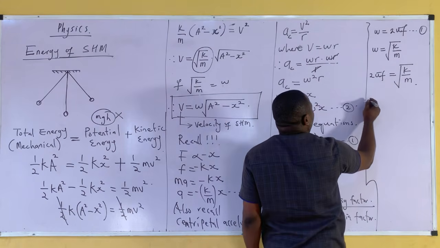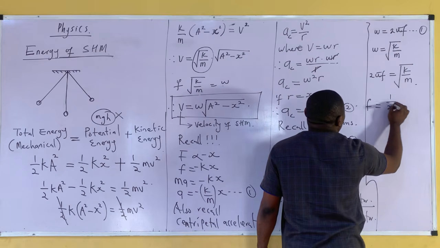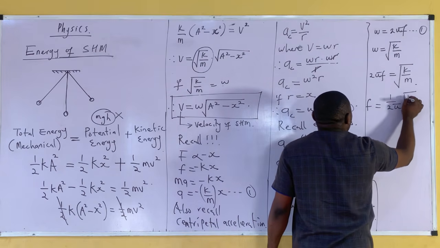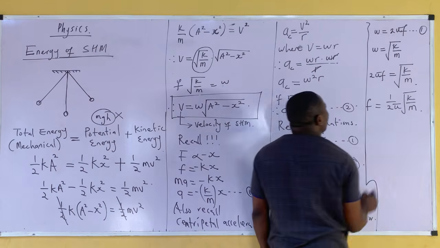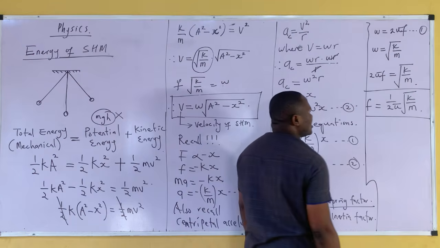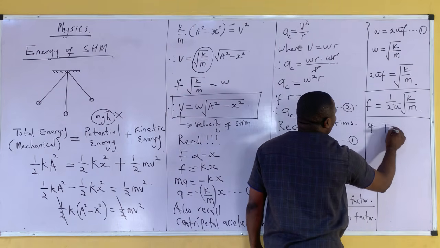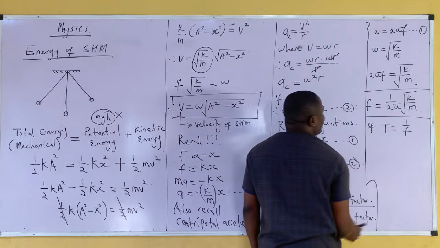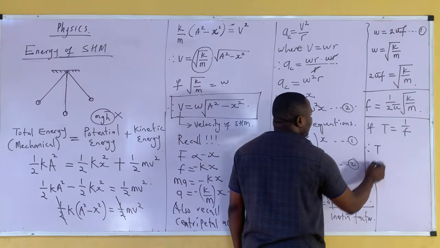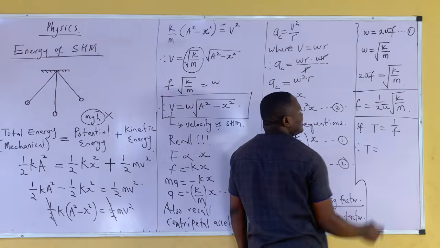What will now be f? f will now be equal to 1 over 2 pi root k over m. That is frequency. We can use this to solve for frequency. Now, if period T equals 1 over frequency, therefore, what will now be the period? Period will now be equal to 1 over everything here.